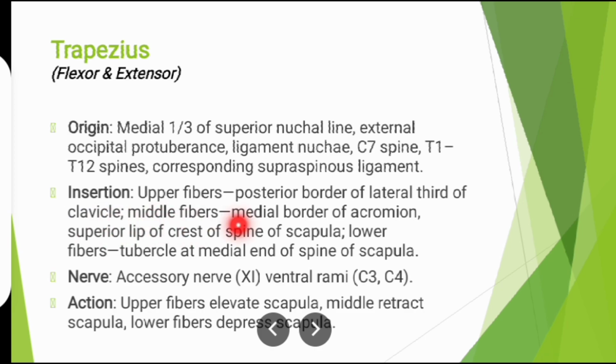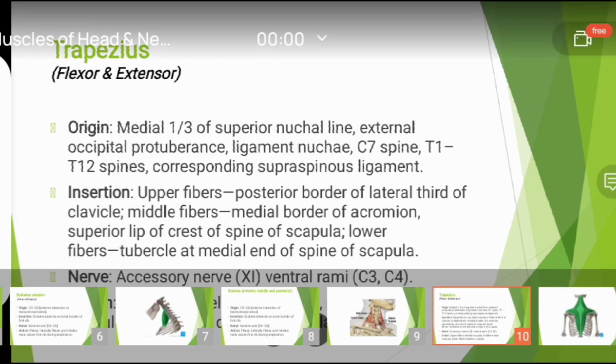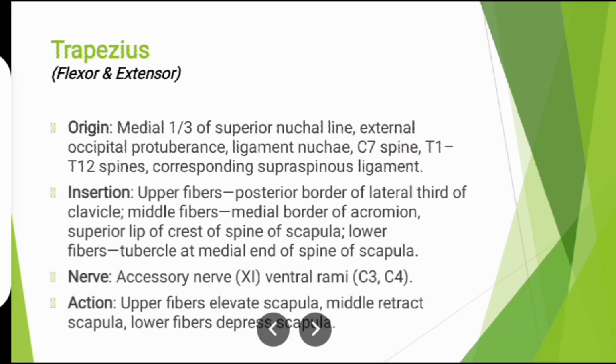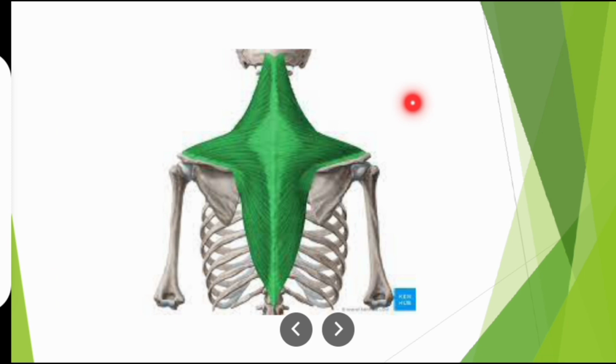Middle fibers, middle border of acromion, superior lip of crest of spine of scapula. Lower fibers, tubercle at medial end of spine of scapula. Nerve supply, accessory nerve, ventral rami. Action upper fibers elevate scapula, middle retract scapula, and lower fibers depress scapula. The muscle in green is trapezius muscle.